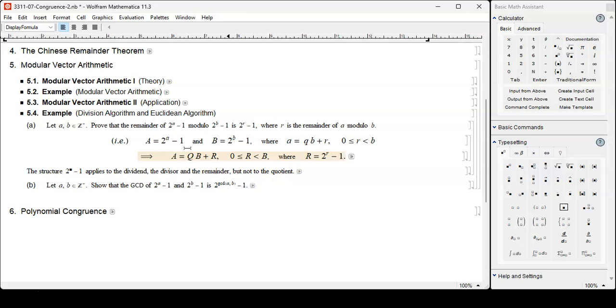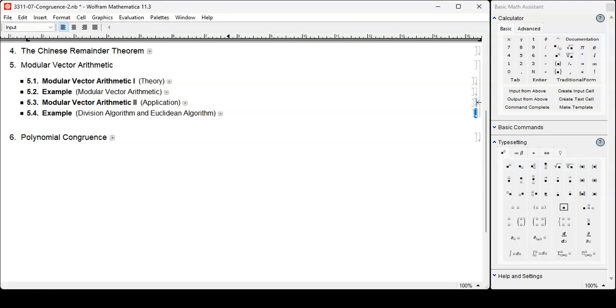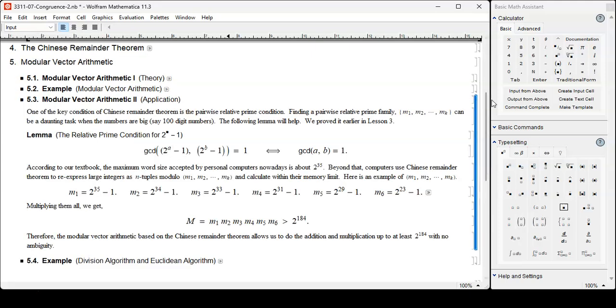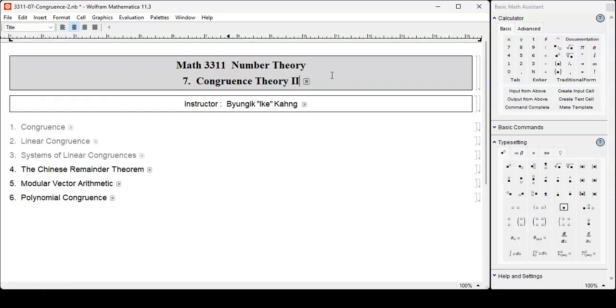So the same structure, 2 to the something power minus 1, is passed on to the Euclidean algorithm. Consequently, it is passed on to the GCD. And finally, as a result, it is passed on to the relatively prime structure. So these two are relatively prime if and only if the powers a and b are relatively prime. And that's what we use here in this lemma. So we are completely done with 5.3. And consequently, section 5, modular vector arithmetic, an important application of the Chinese remainder theorem in computation theory.